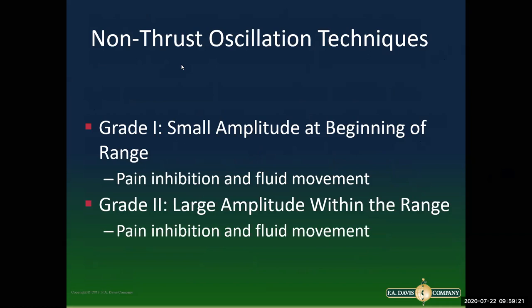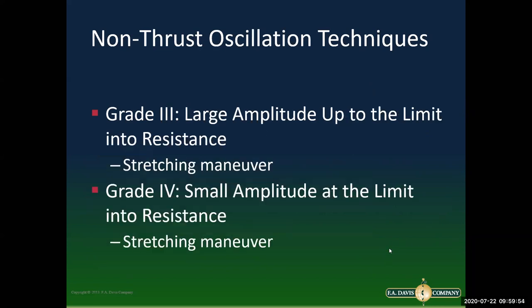So oscillation techniques. Oscillation means what? I'm oscillating right now. The fancy way of saying bounce, right? Yeah, moving, right? So we're going to go through these. I'm going to talk through them, and then we're going to review what they are again. So grade one, small amplitude at beginning of range and is good for pain inhibition and fluid movement. Grade two, large amplitude within range. Those, again, pain inhibition and fluid movement.